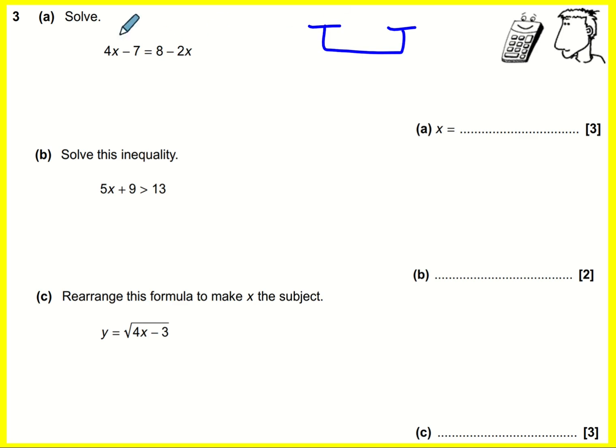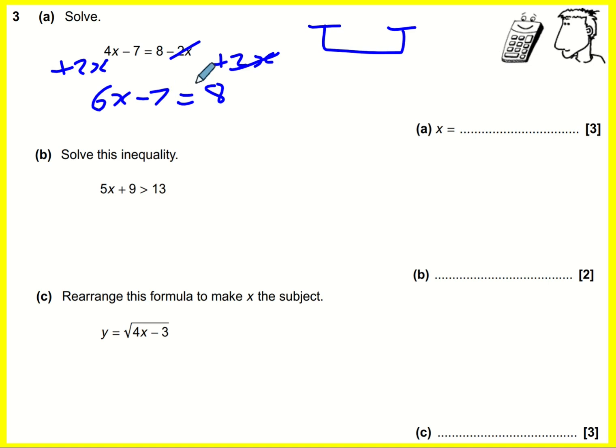So I could add 2 to both sides, I could add 500 million y to both sides, but I want to do something that's going to be sensible. So I've got a minus 2x. What I can do is add 2x to both sides, and that's going to give me 6x minus 7 equals 8. And now I've got rid of that minus 2x because essentially these two have cancelled.